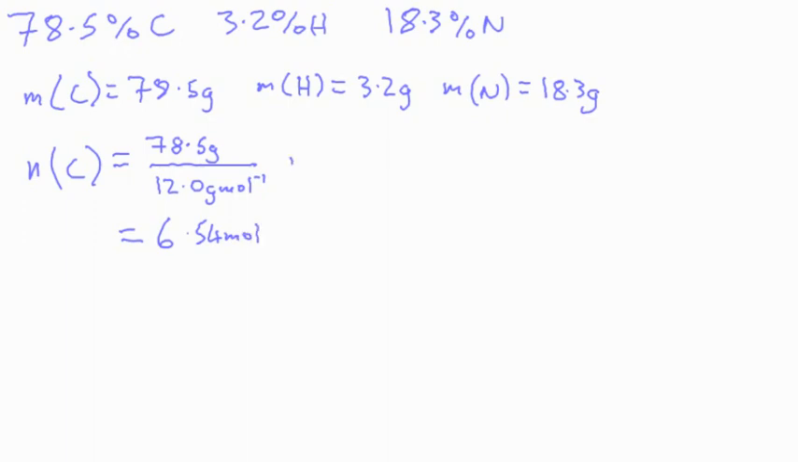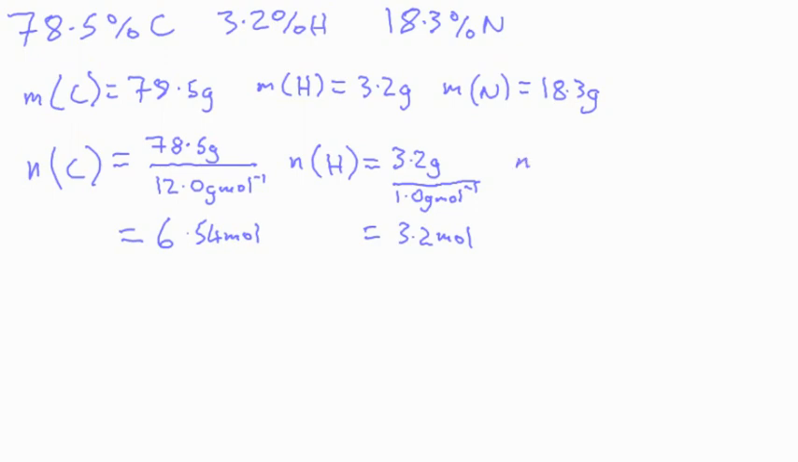Next one is the number of moles of hydrogen, and that's going to be equal to the 3.2 grams divided by 1.0 grams per mole. That one's nice and easy. We get 3.2 moles.